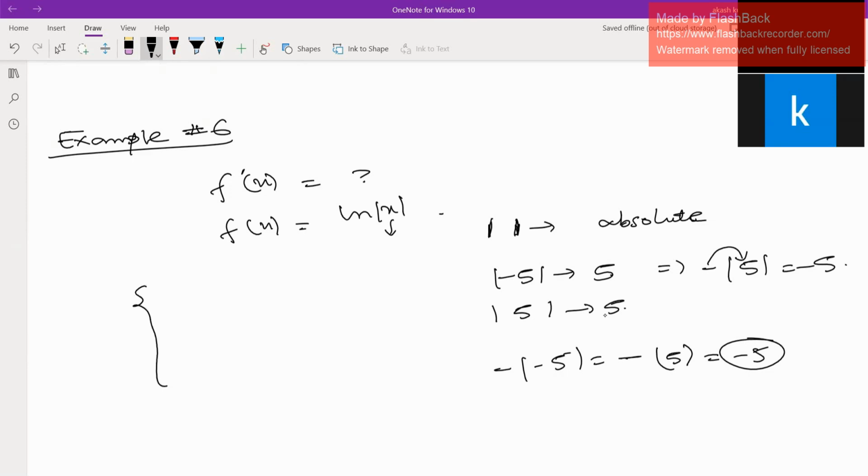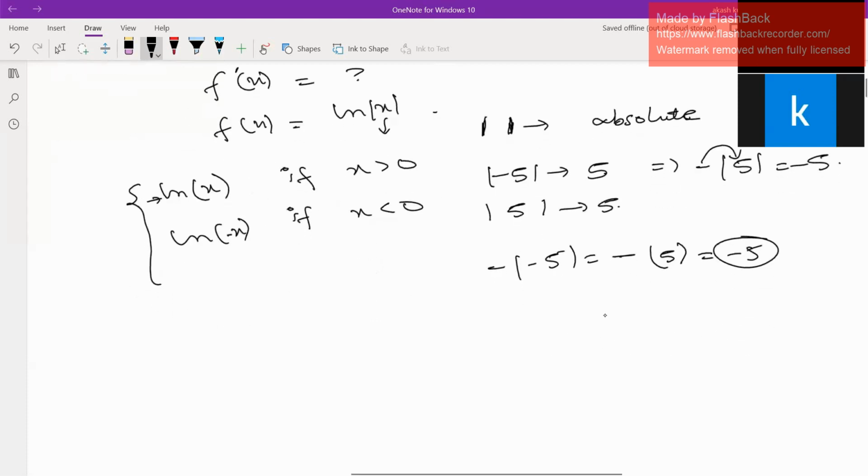If it is positive, it's like ln x. If it is negative, then it becomes ln of minus x, right? For ln x, its value should be greater than 0, like 1, 2, 3, 4, 5. And if it is less than 0, then it is minus 1, minus 2, minus 3. We have to take the derivative of both situations.